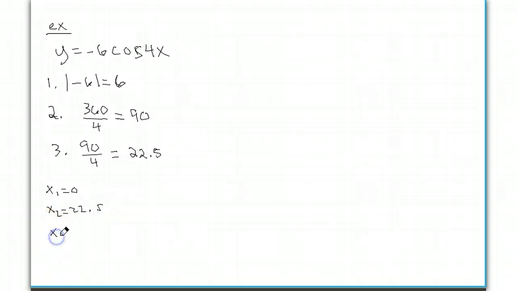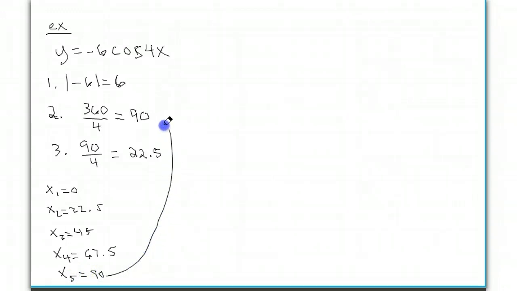Our x3 value, you add 22.5 to x2. You just pretty much keep adding it to itself. And that gives us 45. For the x4 value, you add another 22.5 to it. You get 67.5, I believe. And the x5 value, when we add 22.5 to that, we get 90. So look at our x5 value and then look at our step 2. It still matches because it's supposed to match.